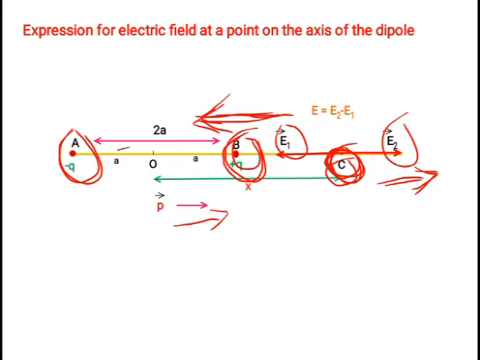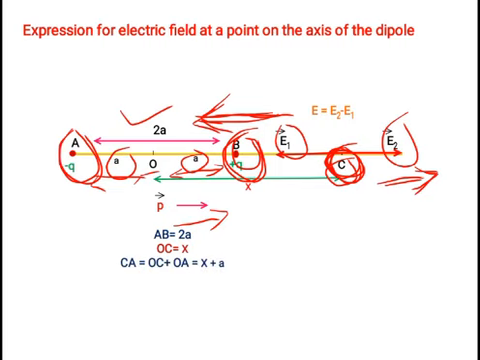Now these small a's indicate the distance from O to A and O to B. The dipole total distance is 2A. This is total 2a, but when we consider the midpoint O, then the OA distance is a, the OB distance is a, small a. Now AB is a dipole, that distance is 2a. OC distance is x.